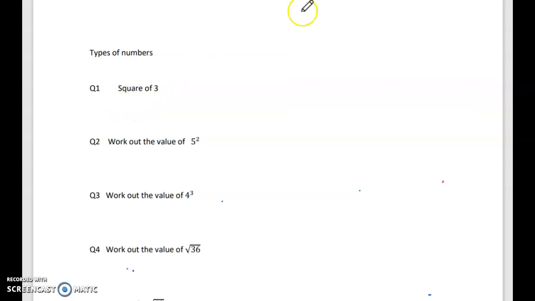Okay then, so we're going to go through the wording here. Square means to multiply the number by itself. They want you to do 3 times 3. If it says the word square, it wants you to multiply by itself, which is 9. This is also a square, but they're only giving you a little symbol here, and it means the same thing. So it means do 5 times 5, which is 25.